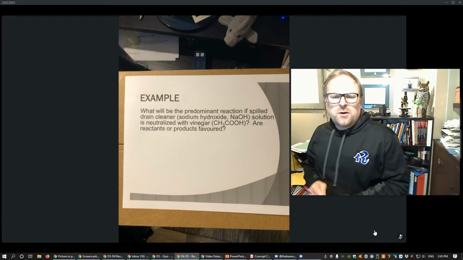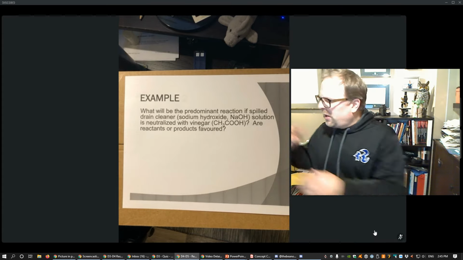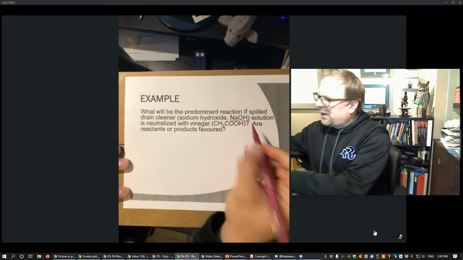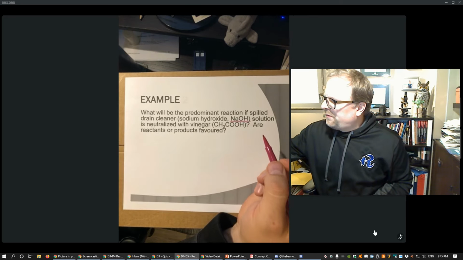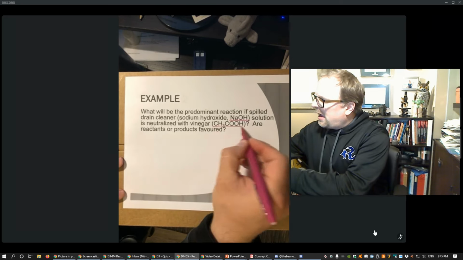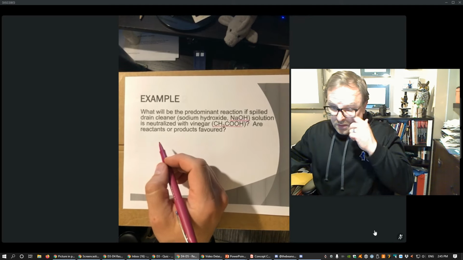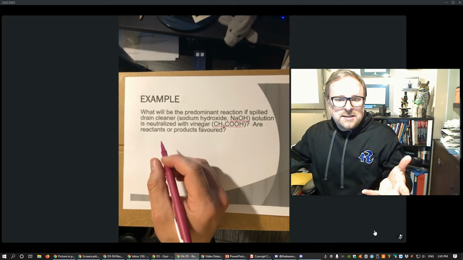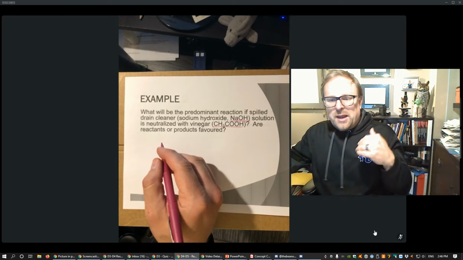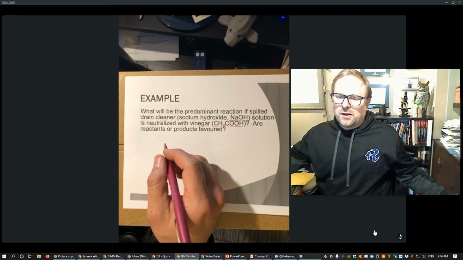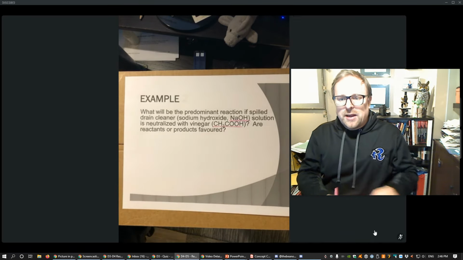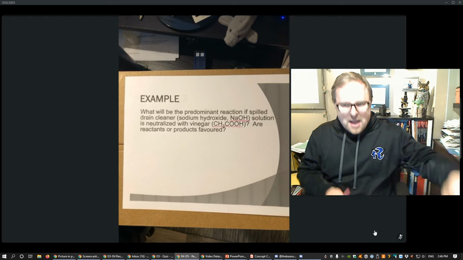What will be the predominant reaction if spilled drain cleaner, which is sodium hydroxide, is neutralized with vinegar, and are the reactants or products favored? So this is where we're going to list entities, write down acids or bases, determine our strongest acid or our strongest base, and then write out our BLBR according to that.